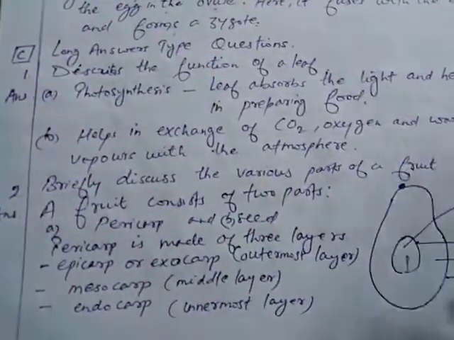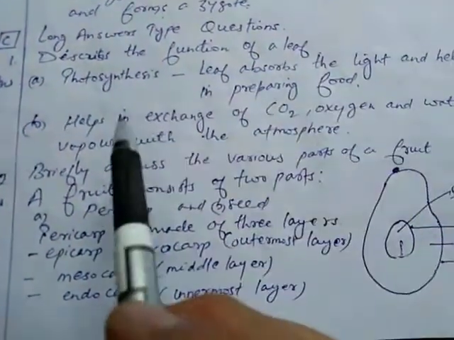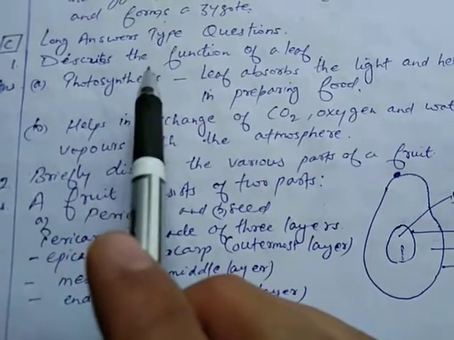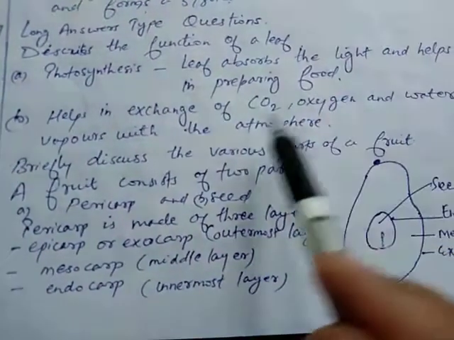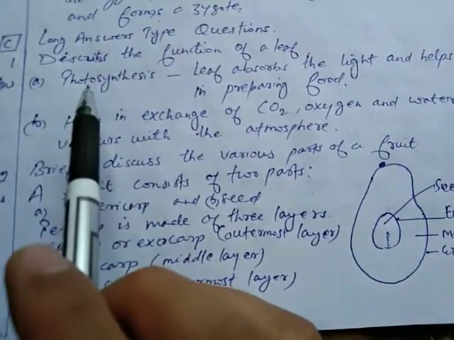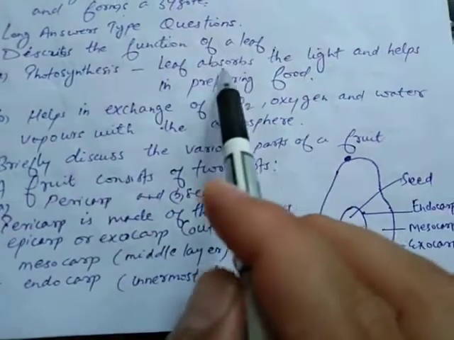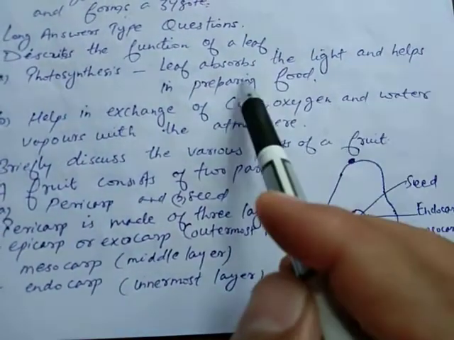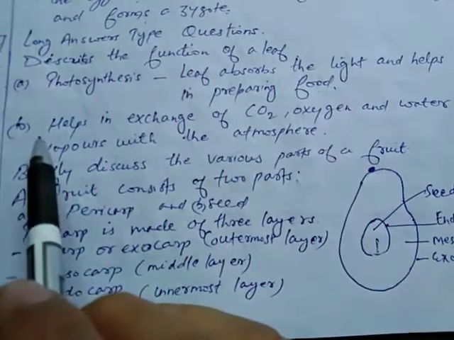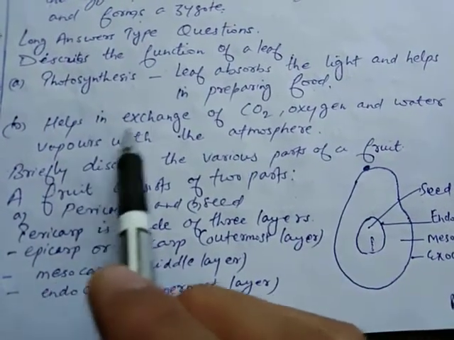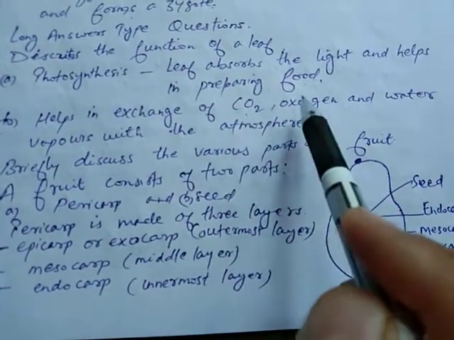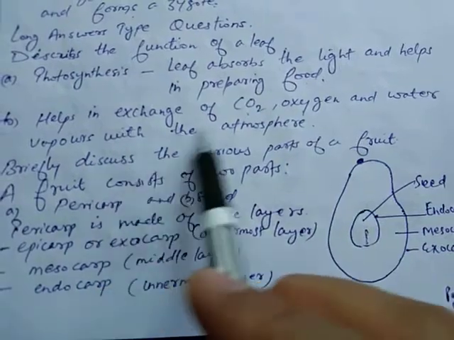Now Part C is long answer type questions. First question: discuss the function of a leaf. The first function is photosynthesis. The leaf absorbs light and helps in preparing food. The second function is that the leaf helps in exchange of carbon dioxide, oxygen and water vapor with the atmosphere.